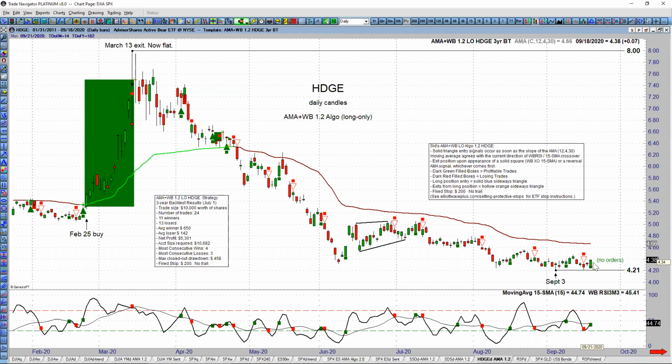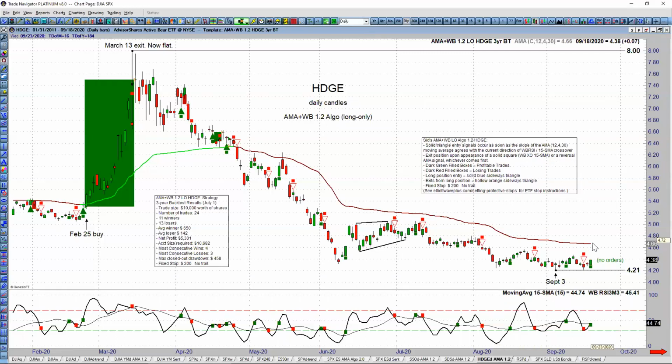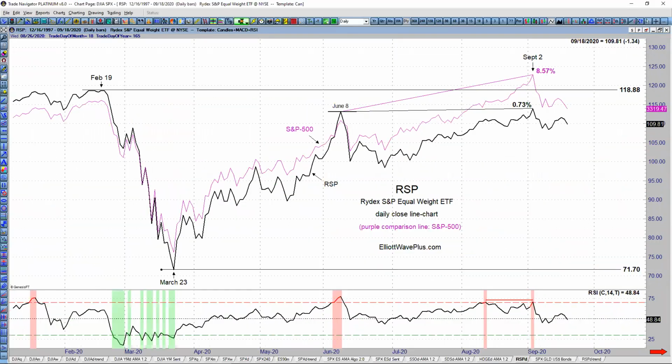HDGE is just barely off its floor. And if the market does start to move down, I would expect this one to move up. It's an actively managed ETF that actually shorts about 75 stocks all the time based on fundamentals. How they make those decisions these days with the lack of fundamentals, I don't know, but lack of fundamental information.